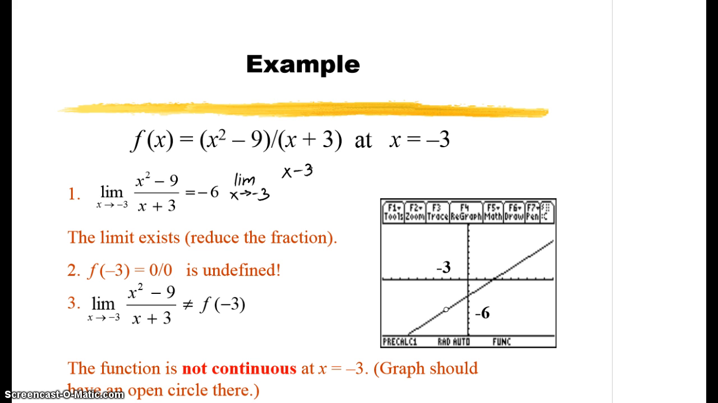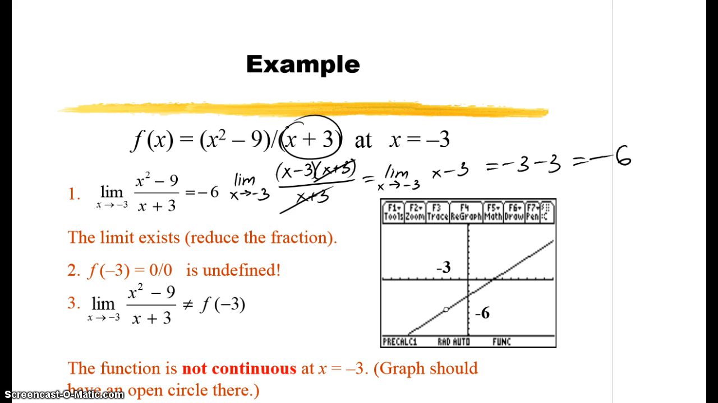We factor the top and bottom. The top is a difference of squares, and the bottom is already factored. Cancel out the common terms, and that allows us to evaluate the limit. The limit happens to be negative 3 minus 3, or negative 6. So the limit exists. But notice the problem we run into: condition 2 fails. Why? Because f of negative 3 is undefined. If you plug in negative 3, the denominator becomes 0. That's a problem. So since one of the conditions fails, this function is not continuous at x equals negative 3.